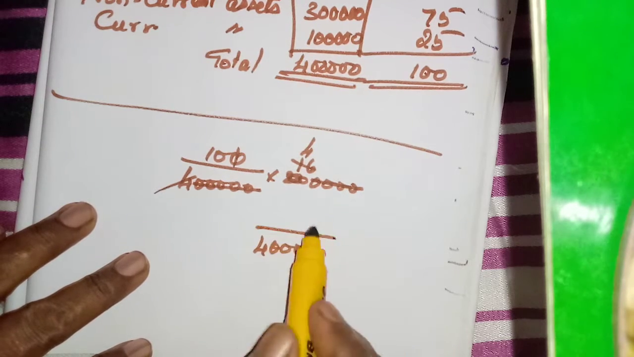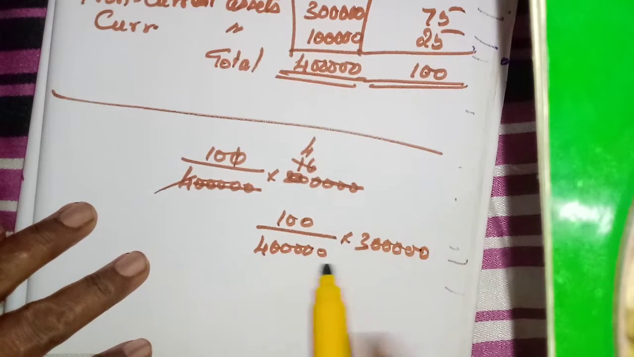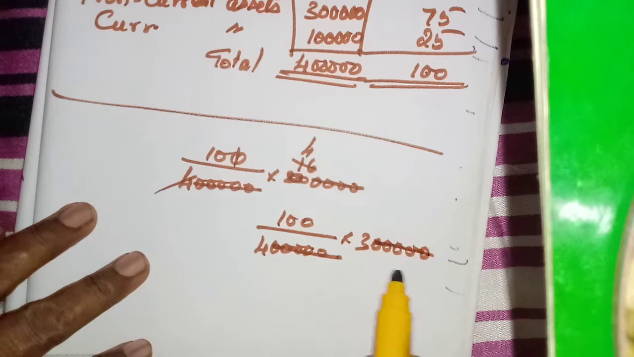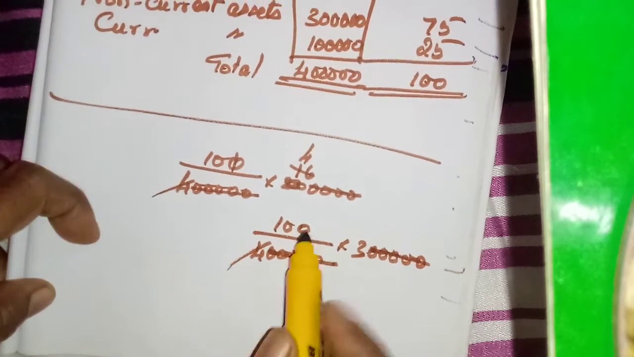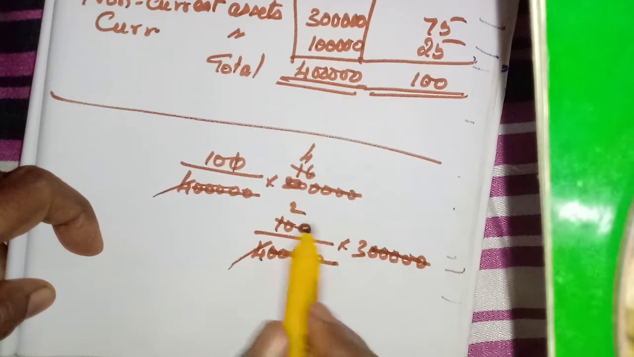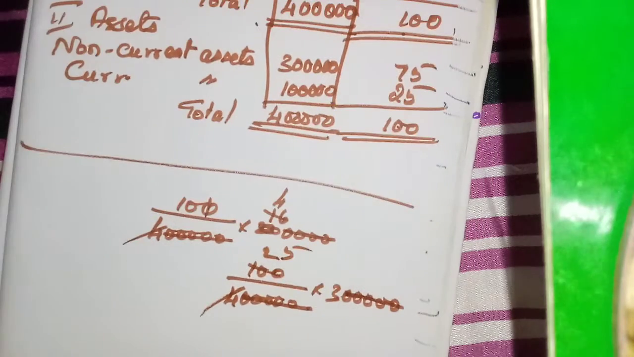For 4 lakh 100, then for 3 lakh we will get the same amount, 75. Then 4, 2 4s are 8, balance 2, 25, 25 into 3, 75. Okay, so we will get that amount.